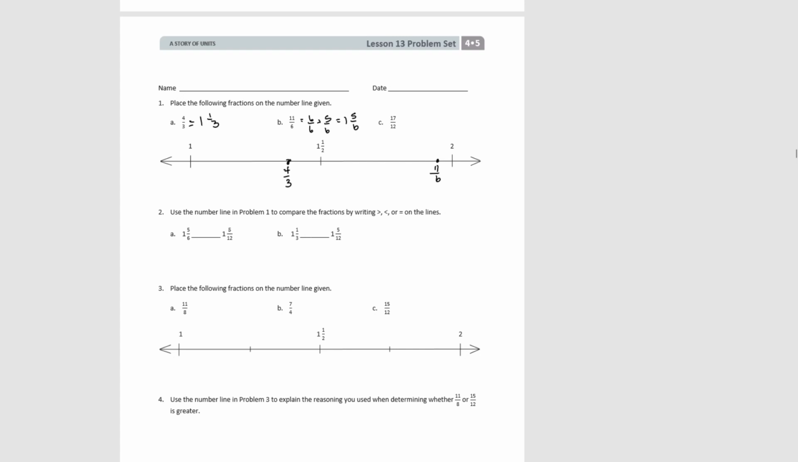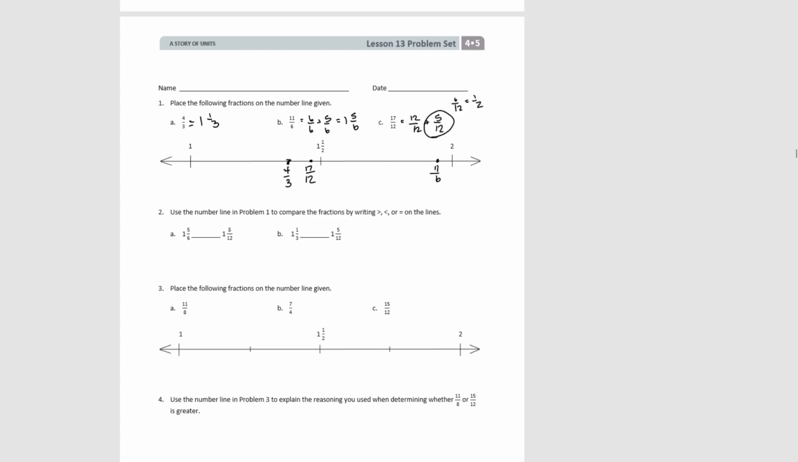For C, 17/12 would be 12/12 plus 5/12. And we know that 6/12 is equal to a half. So it would be 1 and a little bit less than a half. Since 6/12 would be half, 1 and 5/12 would be about here. So that would be 17/12.